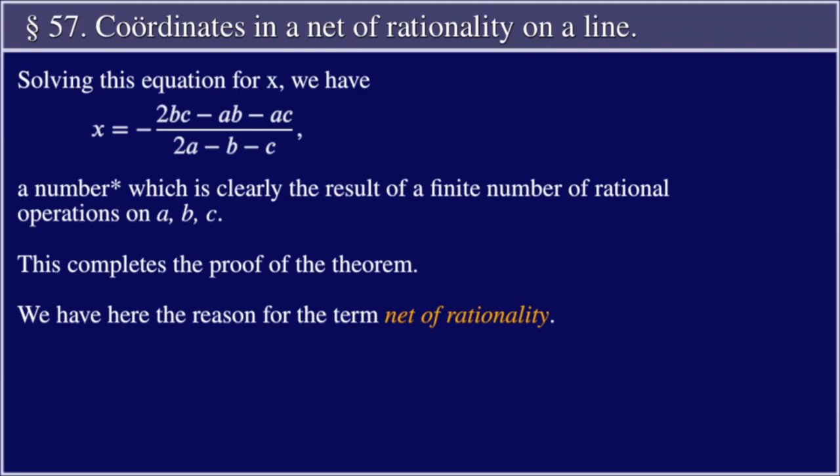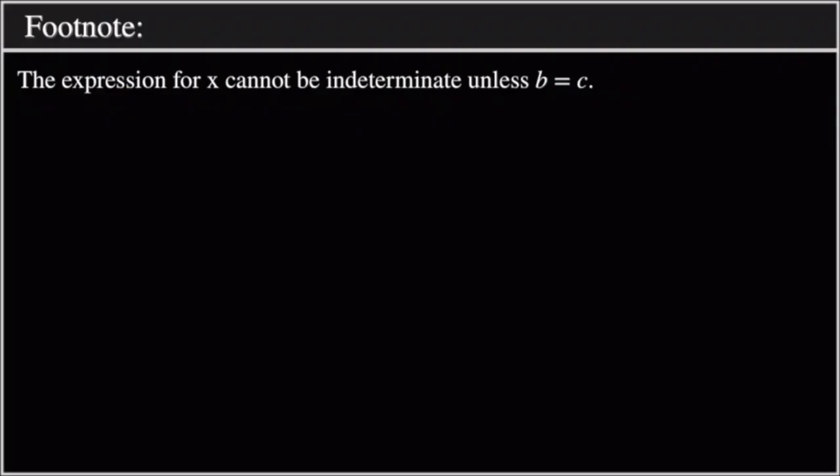We have here the reason for the term net of rationality. Footnote: the expression for x cannot be indeterminate unless b is equal to c.